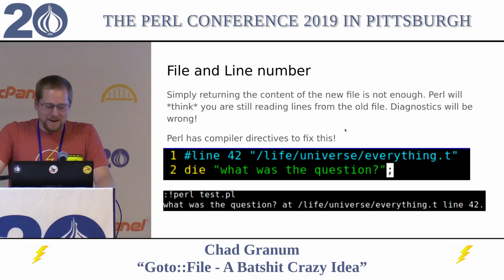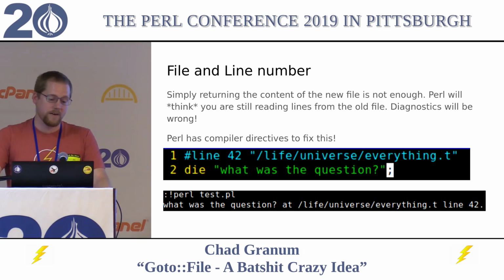File and line number. In Perl, if you suddenly switch to another Perl script code-wise via source filter, it's going to still think you're on the old file and line number. But thankfully, this is Perl and you can do almost anything. So you can have this special comment that is not truly a comment that tells Perl, hey, you are actually on line 42 of life, the universe, and everything, not whatever you were at before.